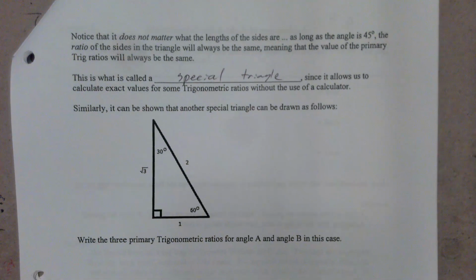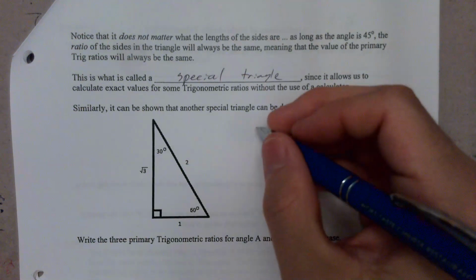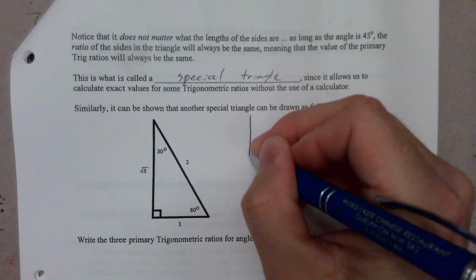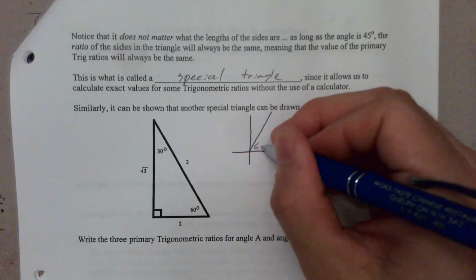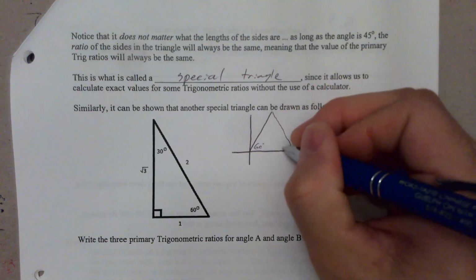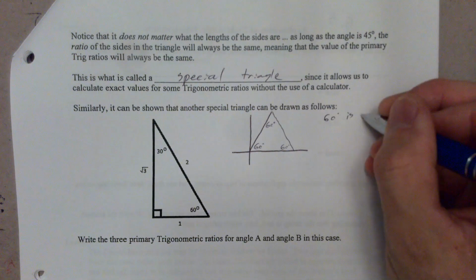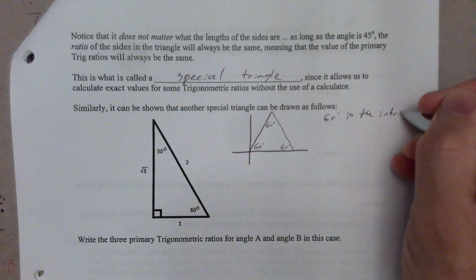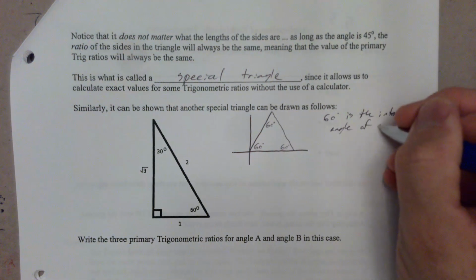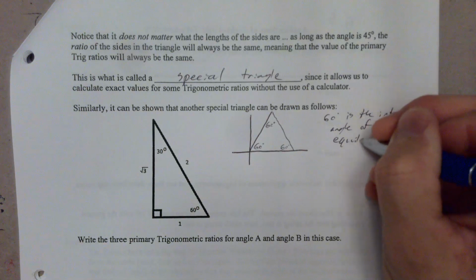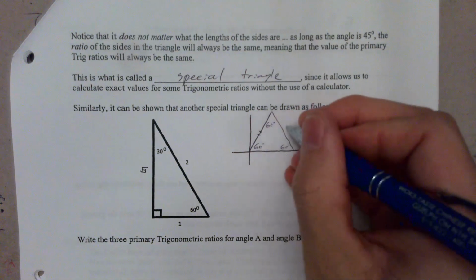Okay, for other angles, I'm going to do a different construction than this one here. Let's start with 60 degrees. The thing that's special about 60 degrees is that 60 degrees shows up inside an equilateral triangle. It is the interior angle of an equilateral triangle. That means that all these side lengths are the same length.